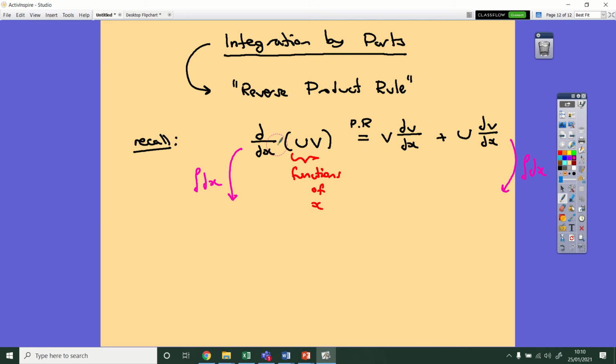So on the left side of the equal sign, I've got a derivative of uv. If I integrate that, then these are inverse operations which are going to cancel out. So integrating this is going to get me straight back to uv again.